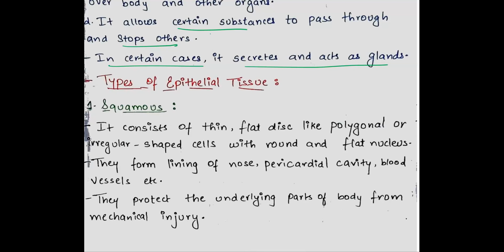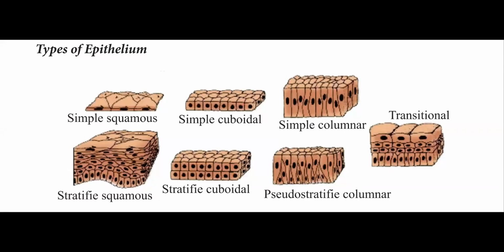There are different types of tissue. You can see here that this is a simple squamous epithelial tissue. Then simple cuboidal, which has cube-like cells. Then columnar, with pillar-like cells. Then we have stratified: when more than one layer of squamous epithelium is placed over this, stratified squamous epithelium is formed. Similarly, if more than one layer of cuboidal is present, it becomes stratified cuboidal, and then pseudo-stratified columnar.